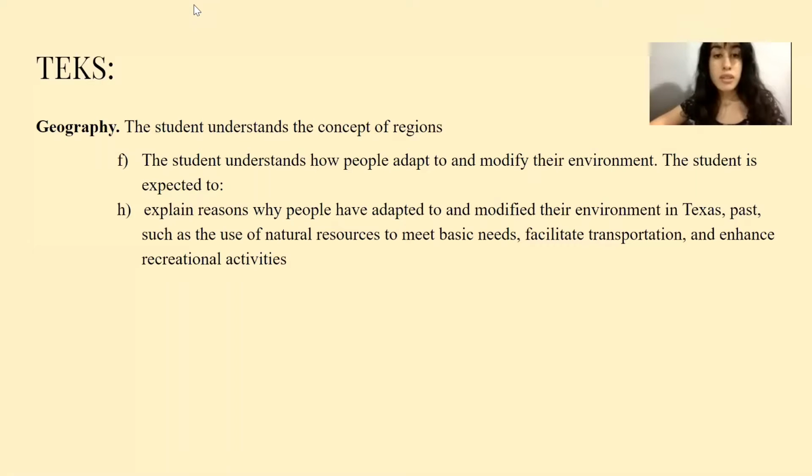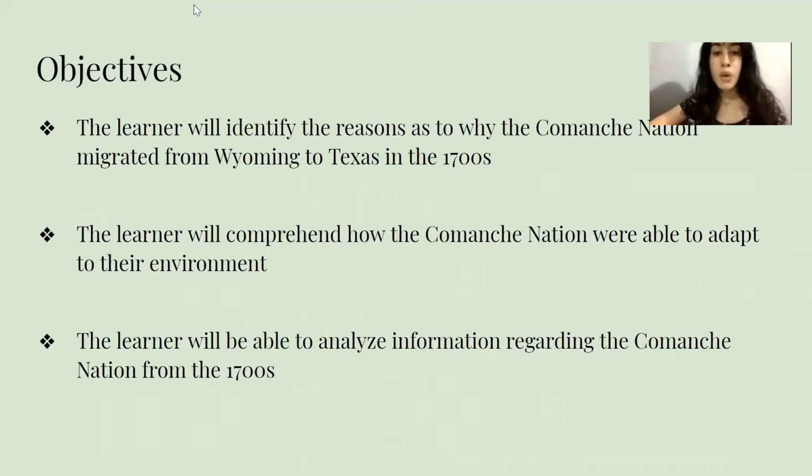For the objectives, we will identify the reasons as to why the Comanche Nation migrated from Wyoming to Texas in the 1700s, and also comprehend how the Comanche Nation were able to adapt to the environment and analyze information regarding the Comanche Nation from the 1700s.